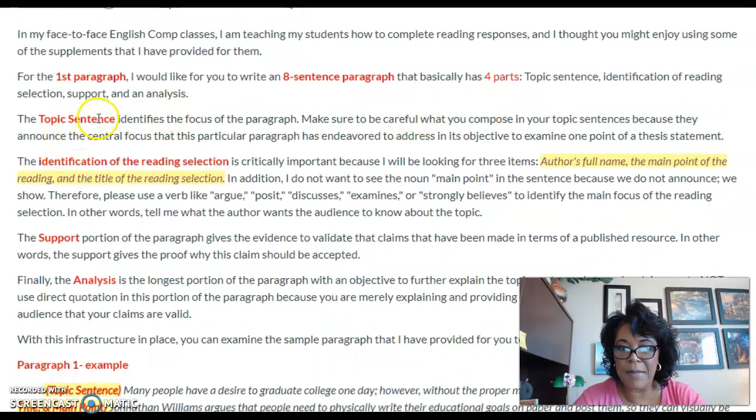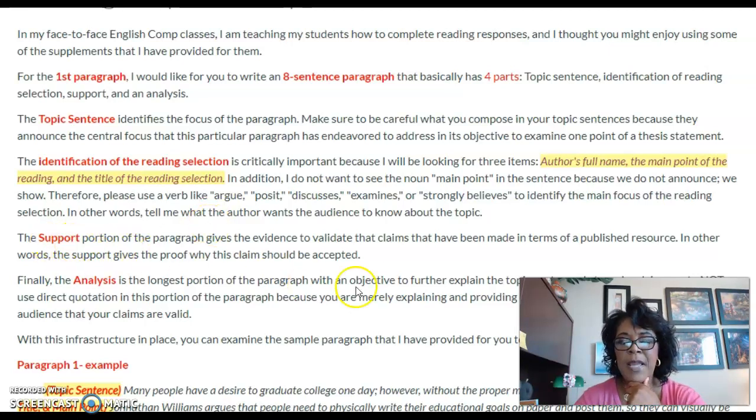It tells you what the topic sentence does. The identification of the reading, and I give you that information. When you identify the author's main point, pay attention to these verbs. I don't want you to say the main point is, the author's main point is. I don't want you to use that type of language. What I would prefer you do is to use verbs like argue, posit, discusses, examines, strongly believes. That indicates to me that you're going to be talking about the author's main point.